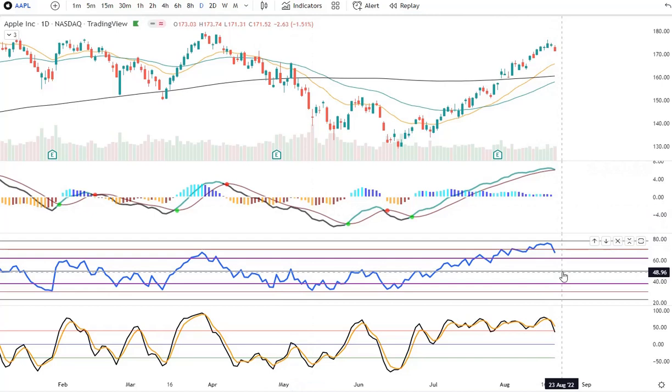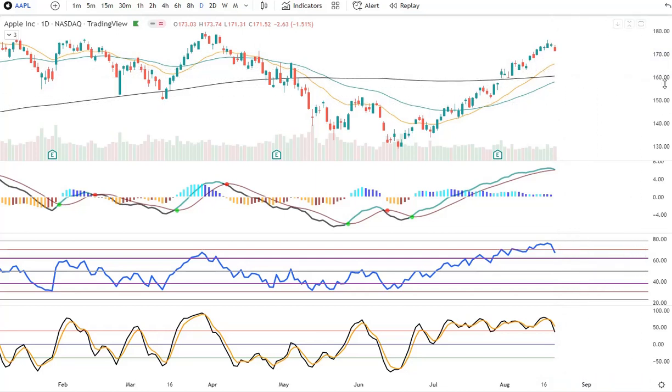RSI, we don't want RSI to fall below 50. RSI 50 was a resistance previously, so that should act as a support. So these would be the levels that you want to watch. As long as the MACD stays above the zero line, RSI momentum is still positive. It can consolidate and pull back a little bit, so that's not a problem.